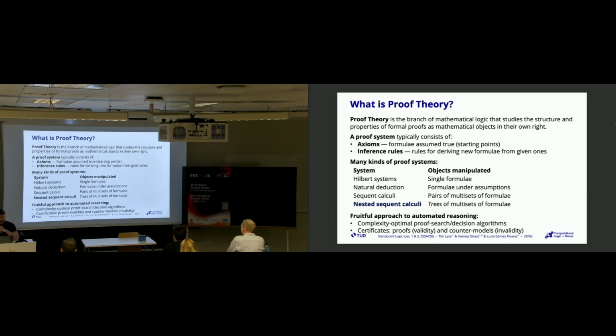Proof systems come in many different forms and varieties, but they typically all share one thing in common, which is that they are collections of two kinds of entities. First, they consist of objects which are called axioms. These are essentially formulae that are assumed to be true from the standpoint of your logical or mathematical theory.